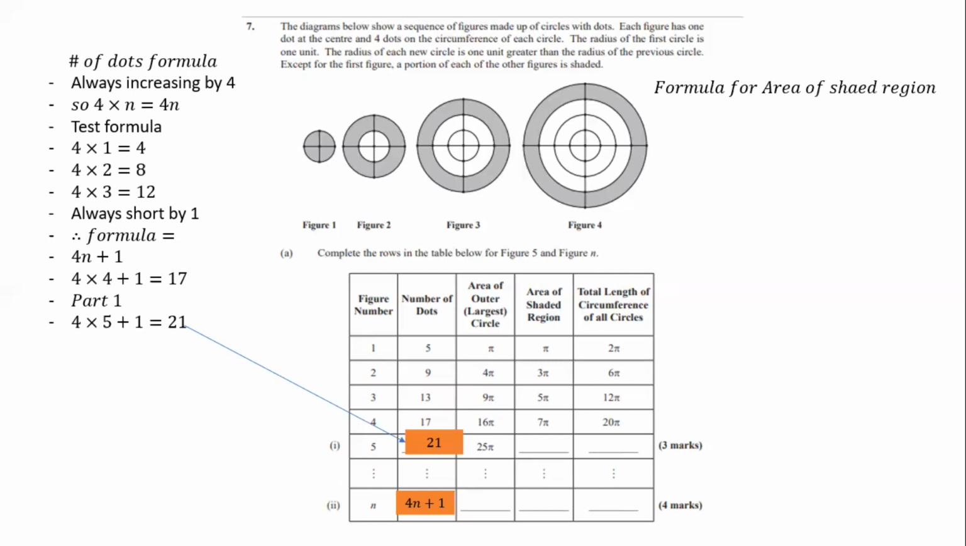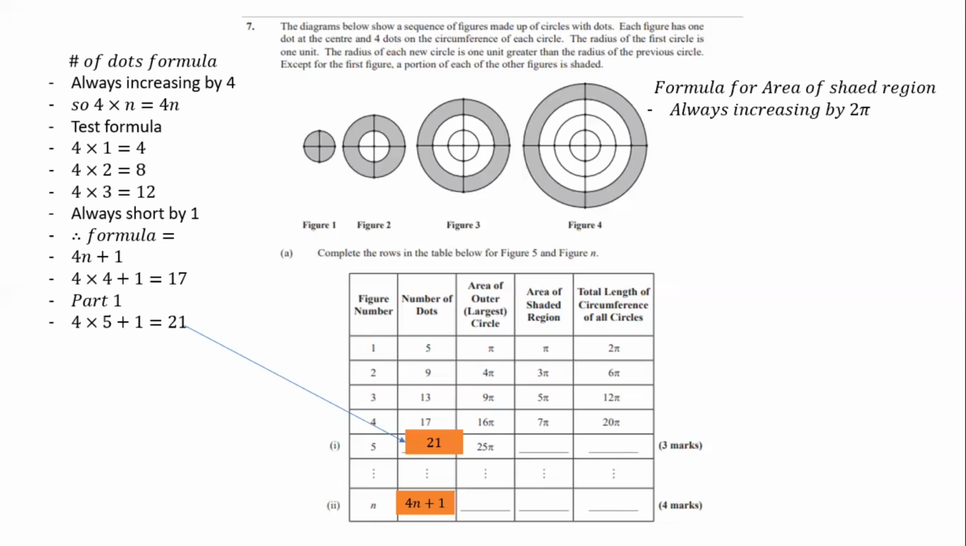I'm now going to jump to column 4, which is the area of the shaded region. There's a d missing, so that should be area of the shaded region. So what we know is that it is always increasing by 2 pi. First we had 1 pi, then it went to 3 pi, so there was an increase of 2. Then it went to 5 pi, which was an increase of 2. Then it went to 7, which is an increase of 2.